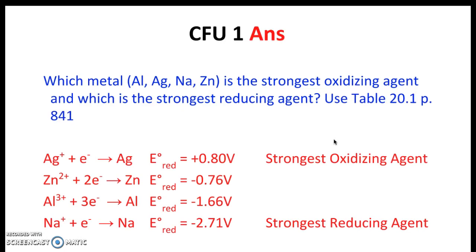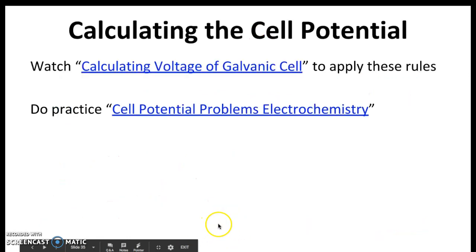Okay, so here is the answer. These are the values from your textbook. So starting with silver, that is our strongest oxidizing agent. Why? Because of its reduction potential. It's the most positive one, the greatest reduction potential, and so that means it wants to get reduced. That means it's the strongest oxidizing agent. And the strongest reducing agent would be sodium, because it has the lowest, or the most negative, reduction potential.